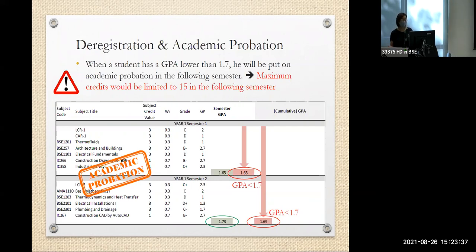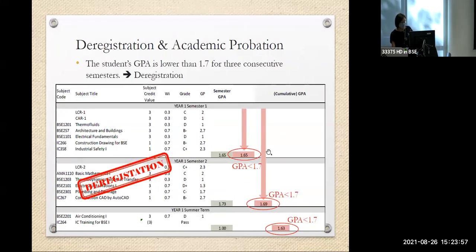So the reason is for you to focus on the study for some of the subjects. So we don't want you to overload yourself. So the maximum number of credits will be 15 only if you are in academic probation. Okay, and for this student, 3 consecutive semesters having GPA lower than 1.7, so deregister. All right.